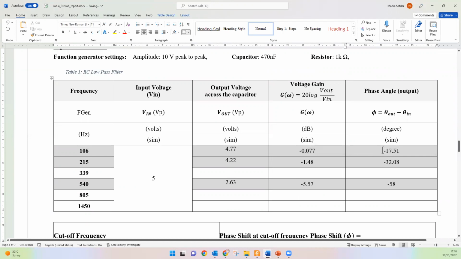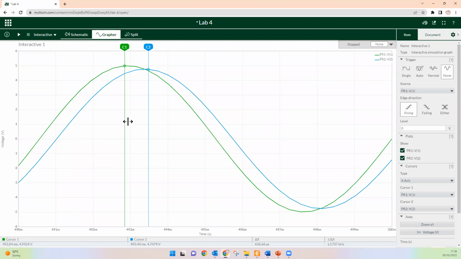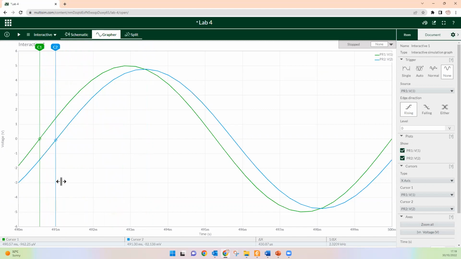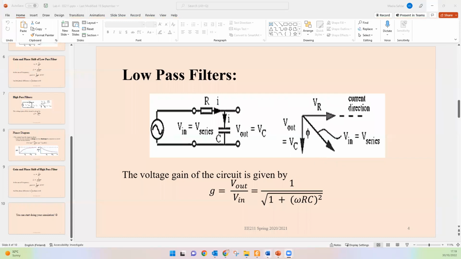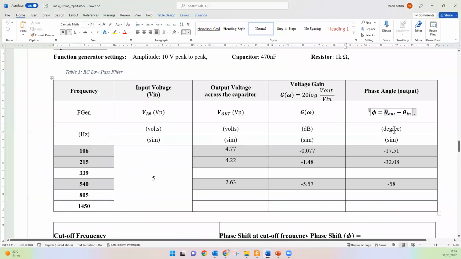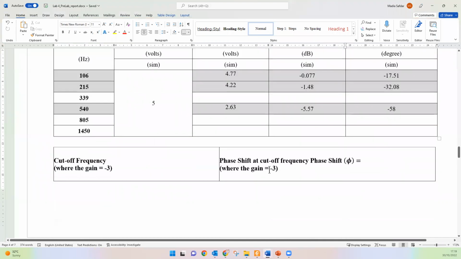Similarly, delta theta is theta out minus theta in. Same method: you will put a cursor at 0 of input, and then at 0 of output, and then you will check this delta, which is 413 microsecond. You will take this screenshot, and 430 microsecond multiplied by 360 and multiplied by 106 will give you this answer. As this is a capacitor, we will use a minus sign. Then this part is done.